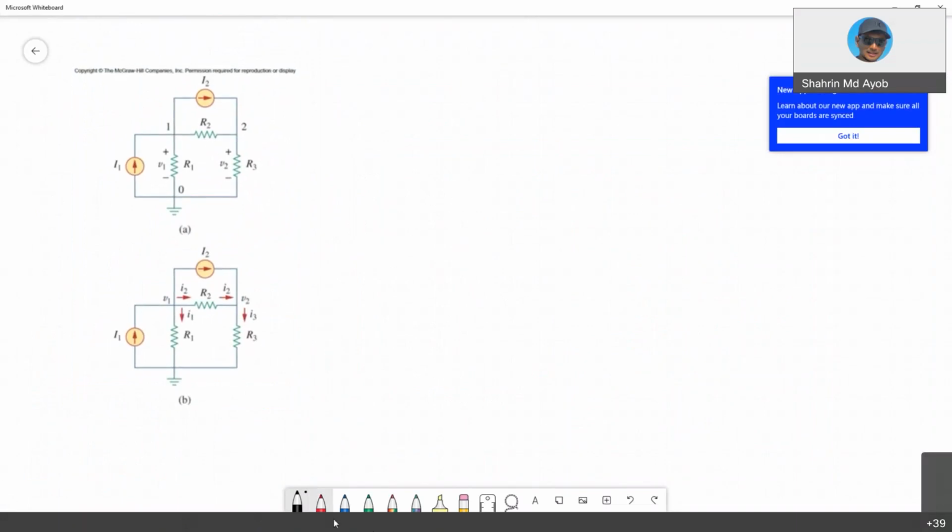Okay, because Microsoft Whiteboard is much easier to draw on than PowerPoint. So this one is your IB, this one is your IA. Now KCL at node V1. We have one current going into the node, IA, which equals I1, I2, and I3. So this is the KCL at node V1.